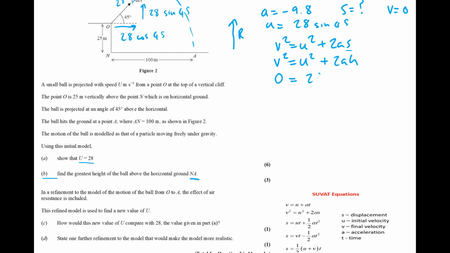u equals 28 sine 45. a is minus 9.8, so that's minus 19.6h, and you just solve that, rearrange that to get h equals 28 sine 45 divided by 19.6, and you should get 45 meters.